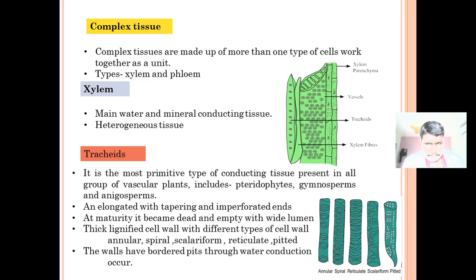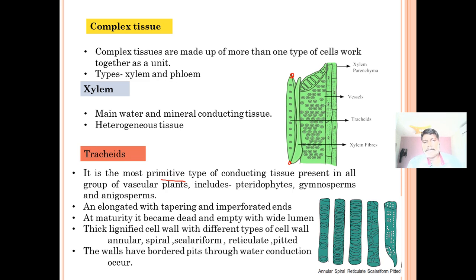Then tracheids. This is the most primitive type of conducting tissue present in all groups of vascular plants, found in pteridophytes, gymnosperms, and angiosperms. The shape of the tracheid has tapered, imperforate ends, and it is a dead cell thickened with lignin. The cell wall deposition has different shapes: annular, spiral, reticulate, scalariform, and even pitted.